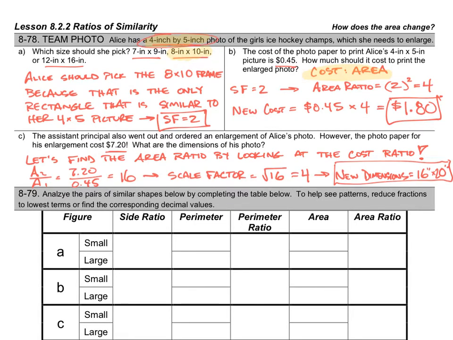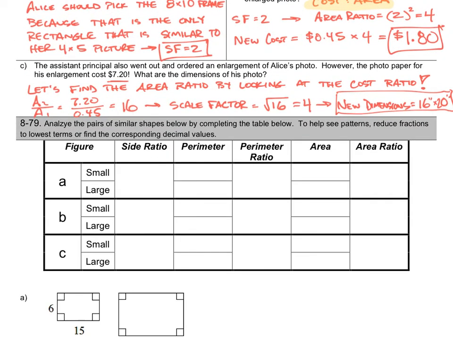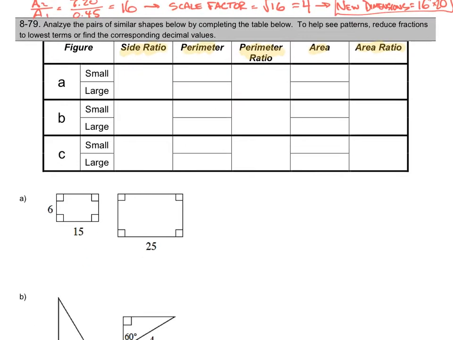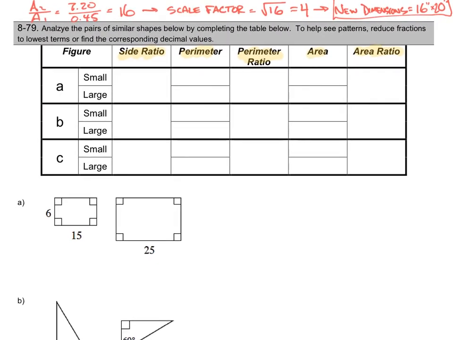Okay, let's move on to question 8-79. 8-79 is a long one. What we're asked to do in this problem is analyze pairs of similar shapes, and we're going to do that by completing all the information in this table. You'll notice the table includes side ratio, perimeter ratio, area, and area ratio. So I need to calculate all of those things for 3 different sets of shapes. I'm going to scroll down to the first shape. We'll go through this one kind of slow, and then I'll do the other ones much quicker. So let's first take a look at what's going on with these 2 rectangles.